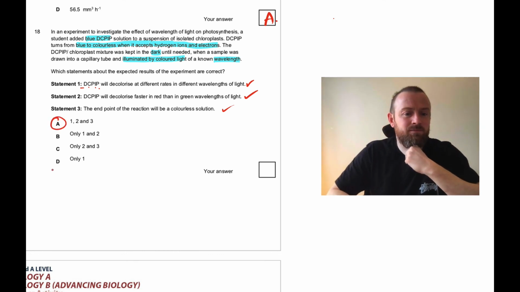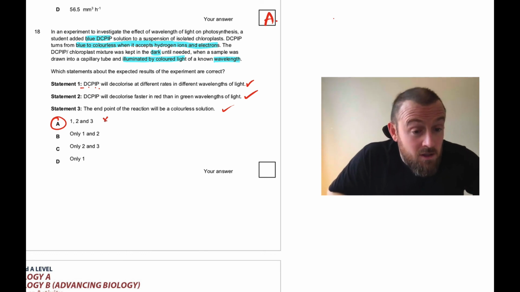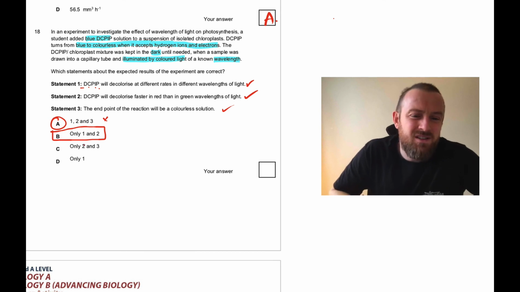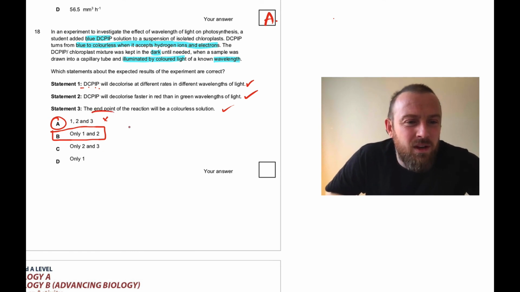Oh no, it says B. I got that one wrong. Apparently it's B. I guess because what is the end point of the reaction? Is there an end point of the reaction? I mean, that's a pretty hard one.